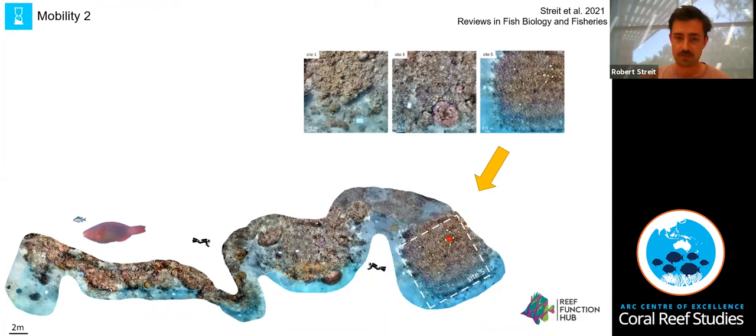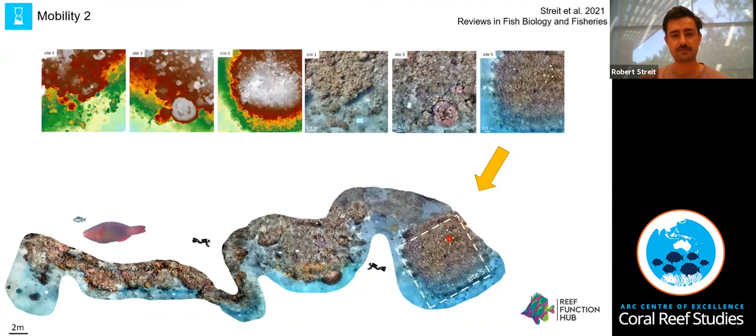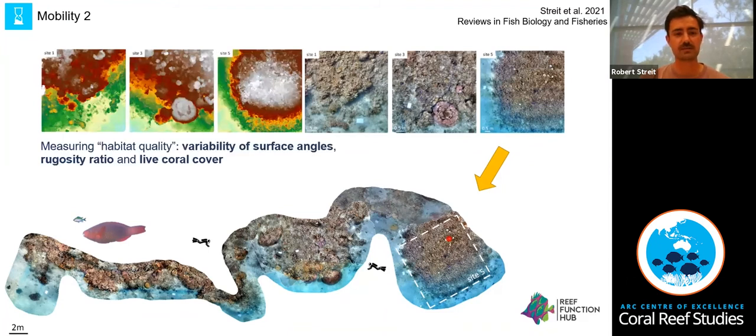So as I mentioned, we wanted to know if it was habitat quality that was driving this different behavior. And we had the 3D data. So we looked at these measurements of habitat quality in terms of variability of surface angles, so it's basically the bumpiness of the reef. Rugosity ratio, which is a measure of how much branching coral you have. And we also got live coral cover data from the images that are on the right side of your screen. And that's what I'll present now, live coral cover data.